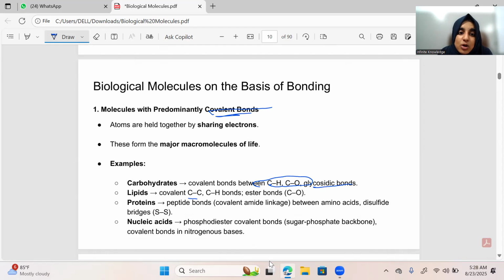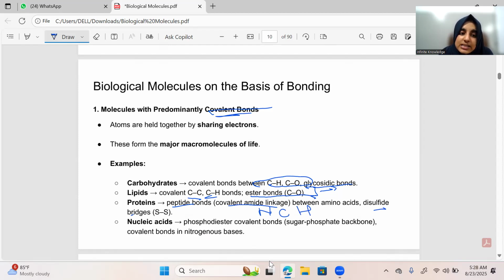And in lipids, we have covalent carbon-carbon bonds. We can also have carbon-hydrogen or ester bonds, which are carbon and oxygen. Please remember that esters are formed in lipids. Okay. In proteins, we have peptide bonds, which are covalent amide linkages made up of nitrogen, carbon, and hydrogen. And also disulfide bridges.